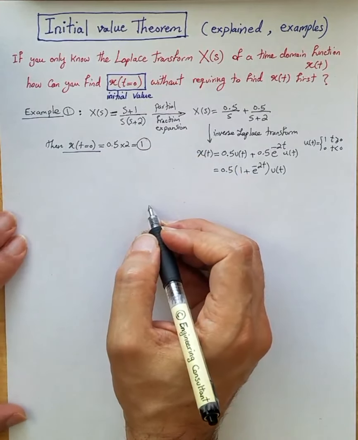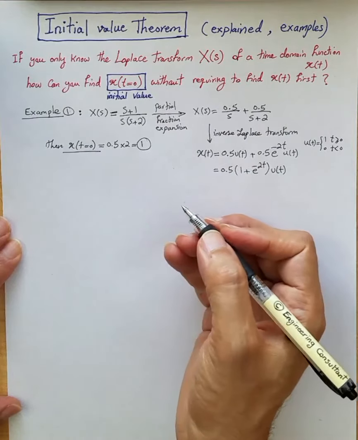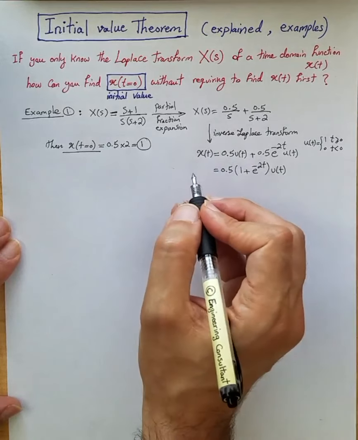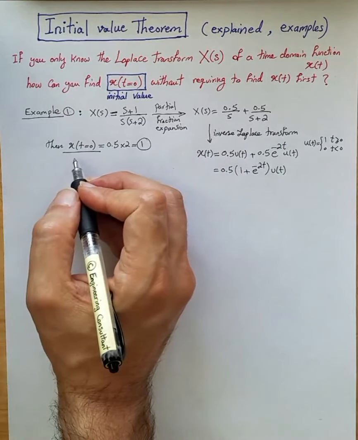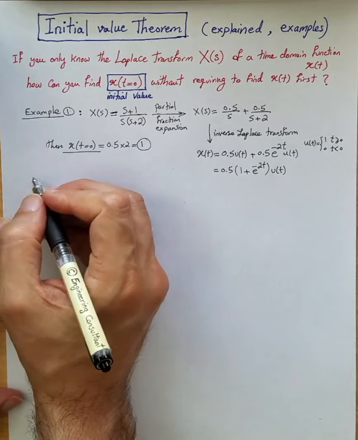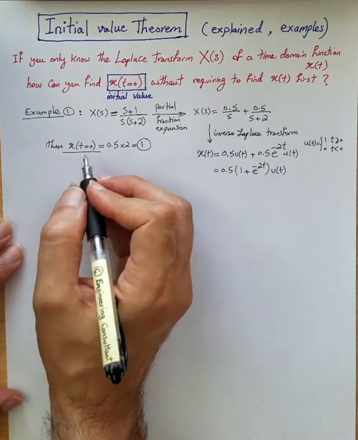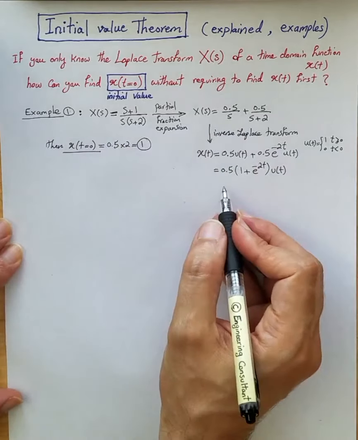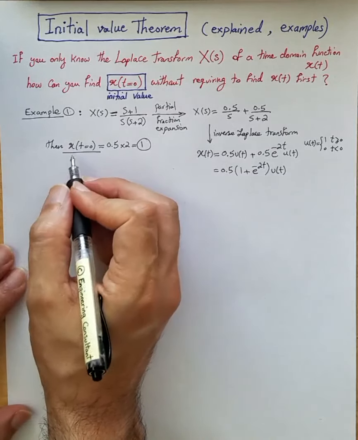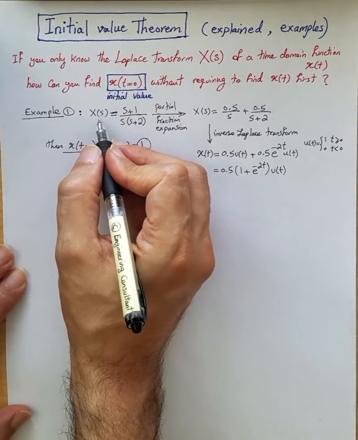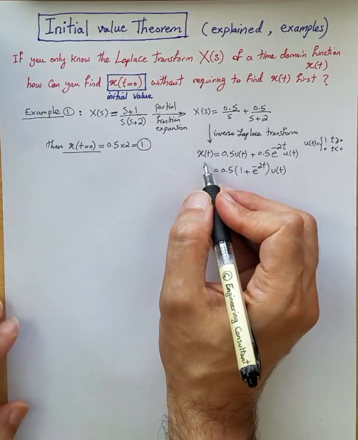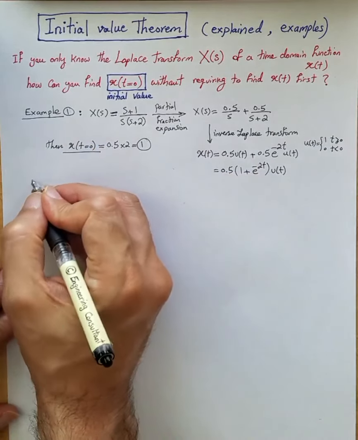Generally speaking, it can be extremely difficult and time-consuming to figure out the inverse Laplace transform just for the purpose of figuring out the time domain function in order to get the initial value. If we have a much more complicated s-domain function, this would not be straightforward. So what we want to do is figure out the initial value just from the given s-domain Laplace transform, not requiring to figure out the time domain function first. So here is the initial value theorem.